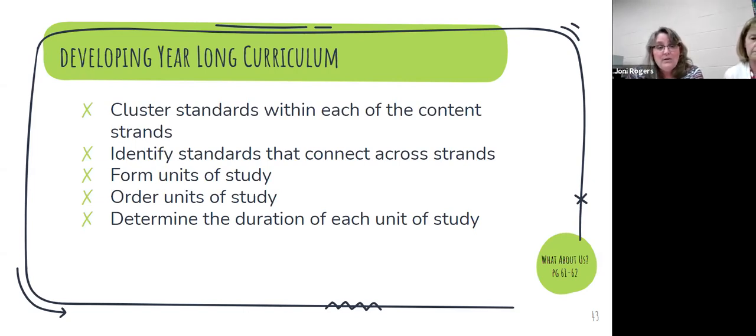Our order of units of study. That's when we're considering starting the year with units that students will be developmentally ready for. We want to have some of their background knowledge. With kindergarten, a lot of times we start with colors or apples, things that we know that they're familiar with, so it gains their interest. We want our units of study to build on one another throughout the year.